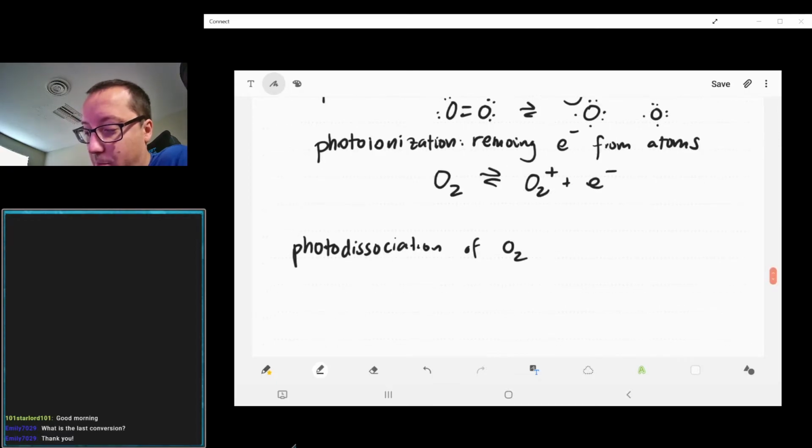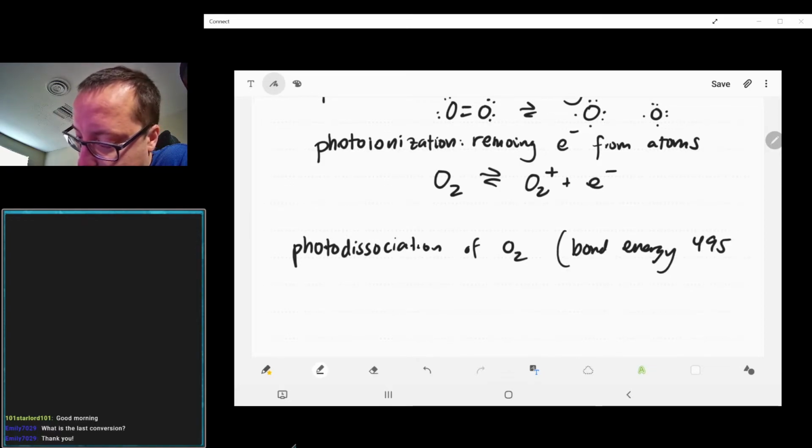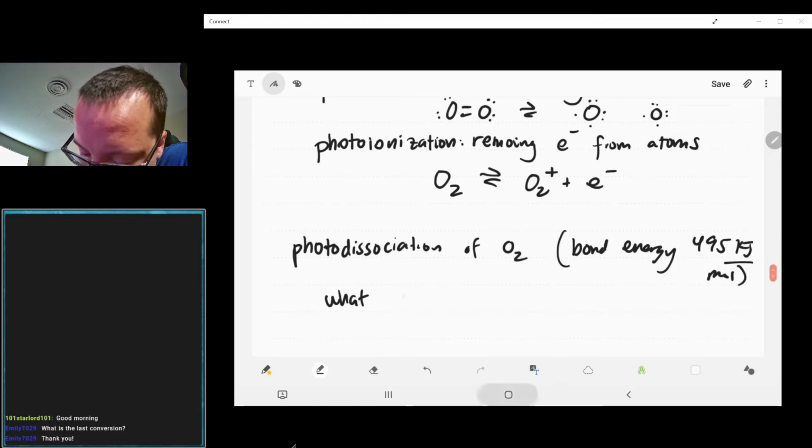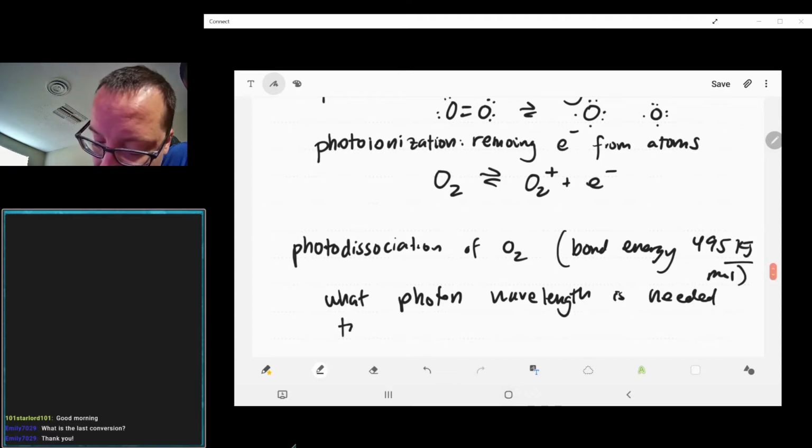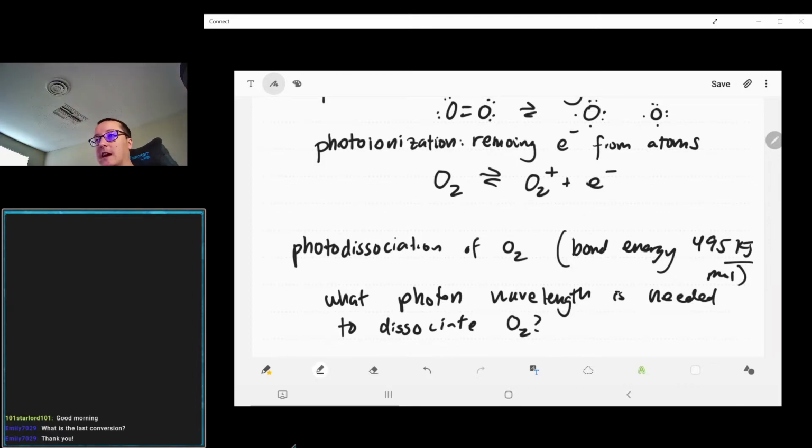Okay, so if we looked up its bond enthalpy, we would see that it's 495 kilojoules per mole. We could see what photon wavelength is needed to dissociate a molecule of oxygen gas. So, of course, we would need a photon of at least 495 kilojoules per mole to be able to dissociate a mole of oxygen molecules.